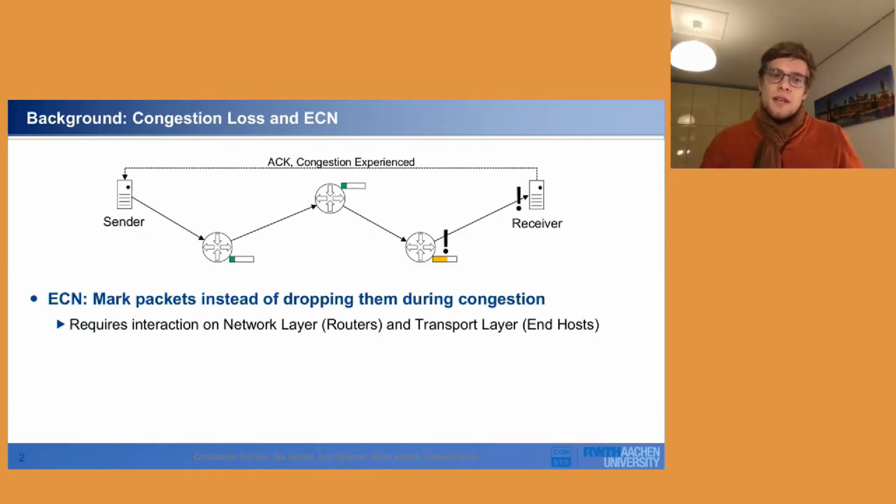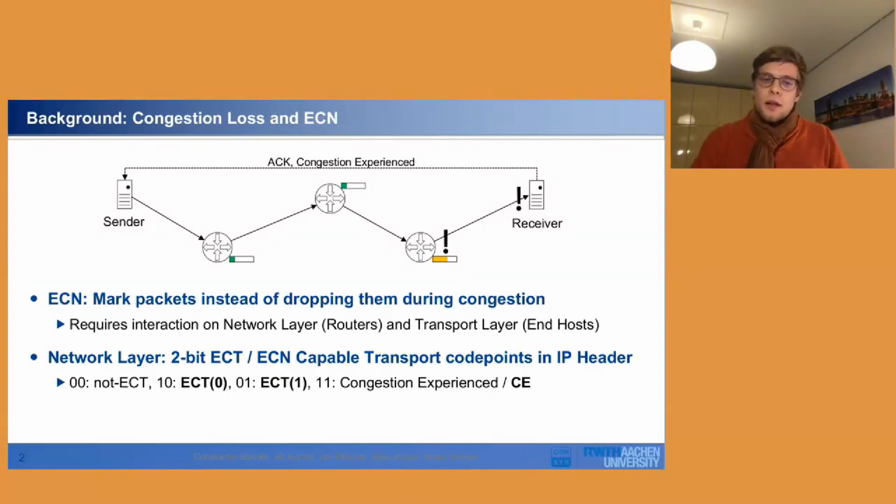What we do with ECN is that we mark packets instead of dropping them during the congestion. So when our router sees that the queue is filling up, it can mark the packet now, but can still forward it. And this marked packet is then received at the receiver, and the receiver can acknowledge it, but can also tell the sender, okay, there has been some congestion on our path, please reduce your sending rate, and then the congestion is relieved. This, of course, requires some interaction on the network layer, so our routers have to mark packets, and on our transport layer, because our end hosts have to send back this information to the sender.